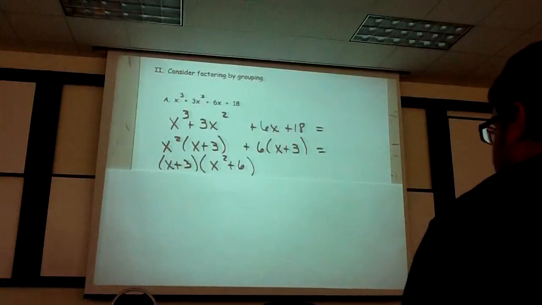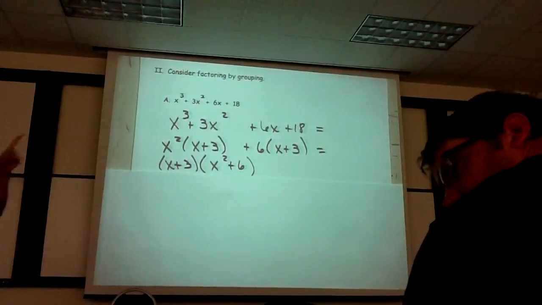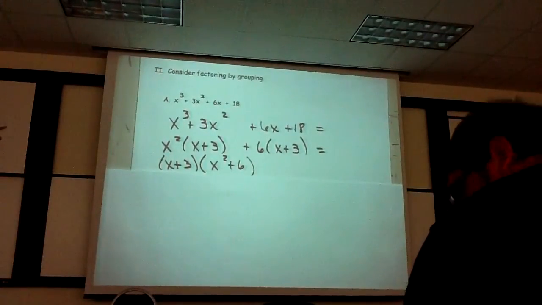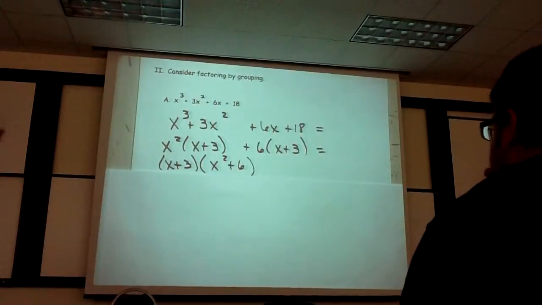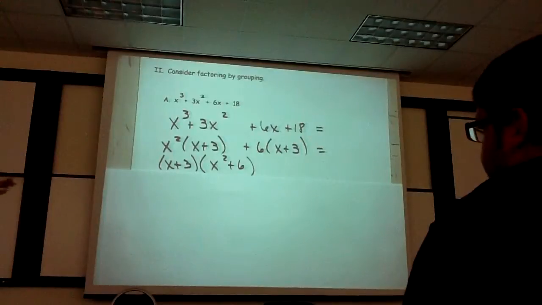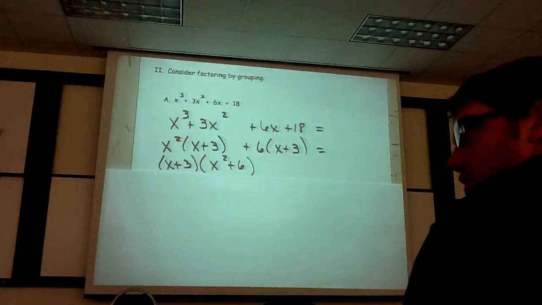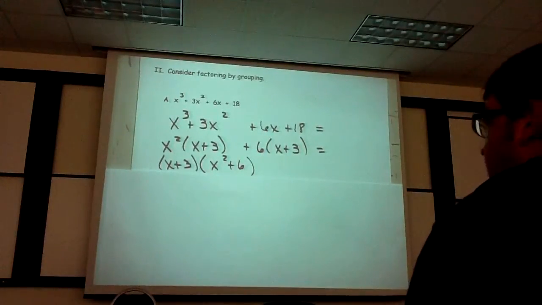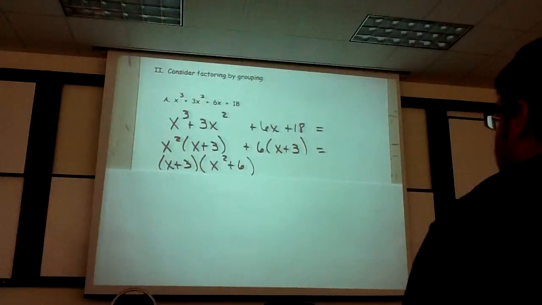Yes, sir? On web design, will it matter what order you put it in? I hope not. I hope they're not that picky. Because you know what? If you put x cubed plus 6x, I mean, those two together, and 3x squared and 18, you would get the opposite. You'd get them switched. So I hope they don't do that to you. I would have to object strenuously if they did that.